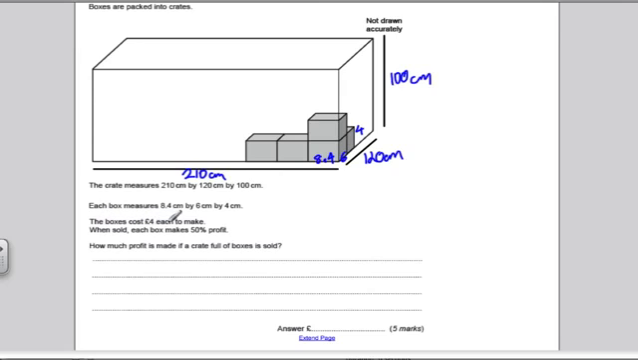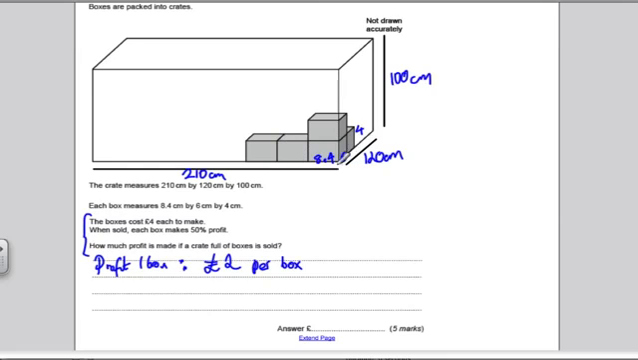Each box costs £4 to make. When it's sold, it's a profit of 50%. How much profit is made? Let's just do something easy and work out the profit on one box. Well, if it costs £4 to make and you make 50% profit, 50% of £4 is £2. So you make £2 profit per box. That's an easy mark there out of your 5.